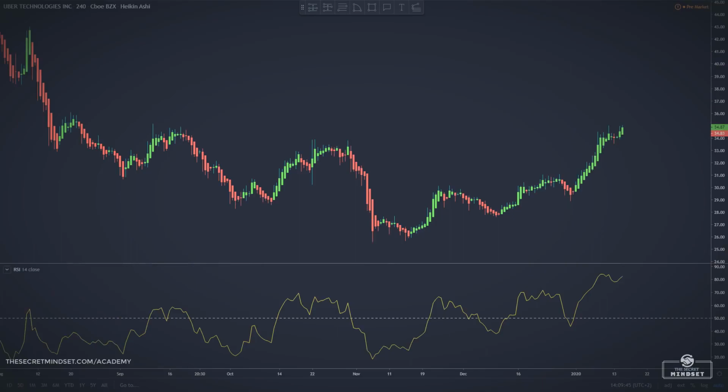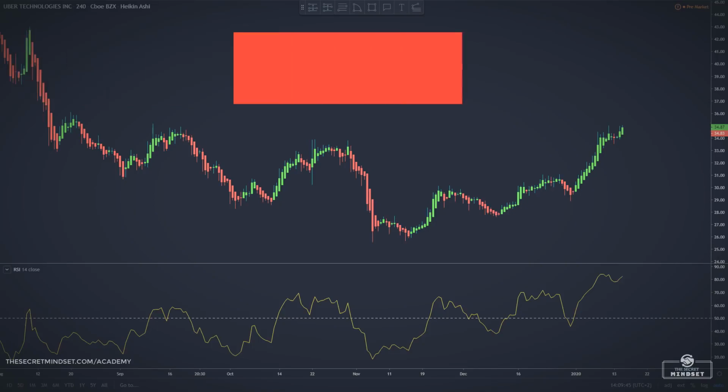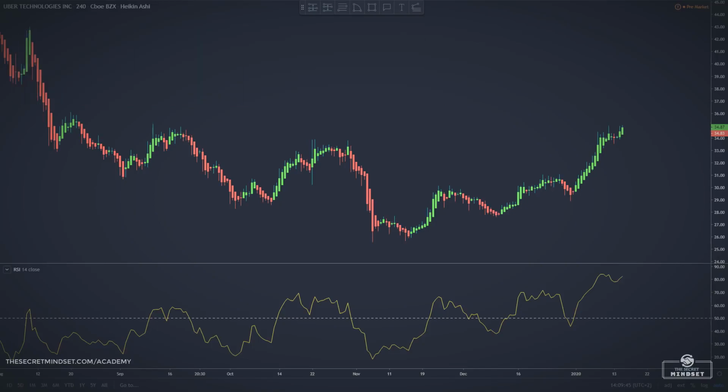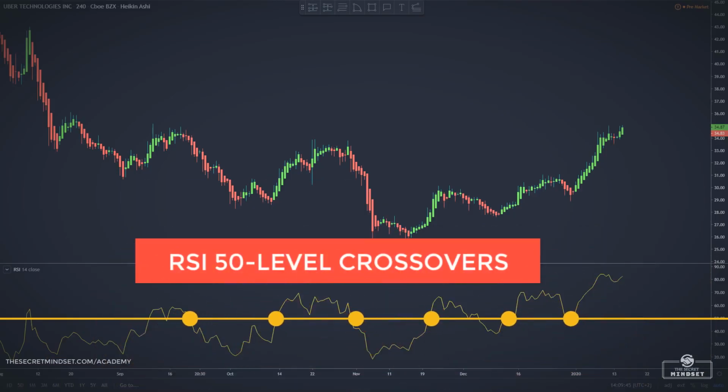Another great strategy involves the RSI indicator. There are 3 horizontal lines plotted on the RSI indicator window: the 30, the 50, and the 70. The RSI 50 level can be used as a strong signal to confirm the different kinds of trade setups using Heiken Ashi. I mainly prefer to use the relative strength index for centerline crossovers.